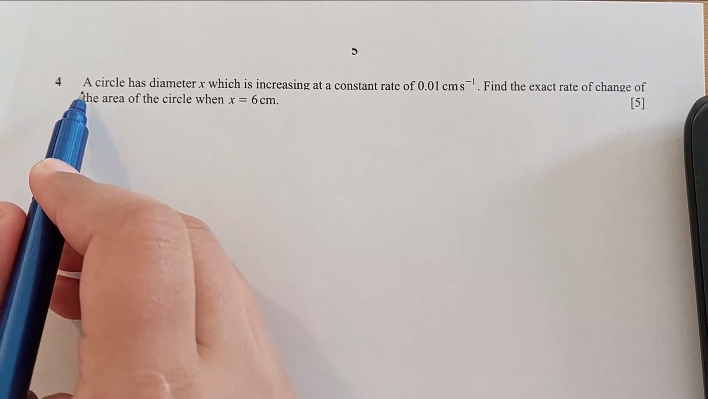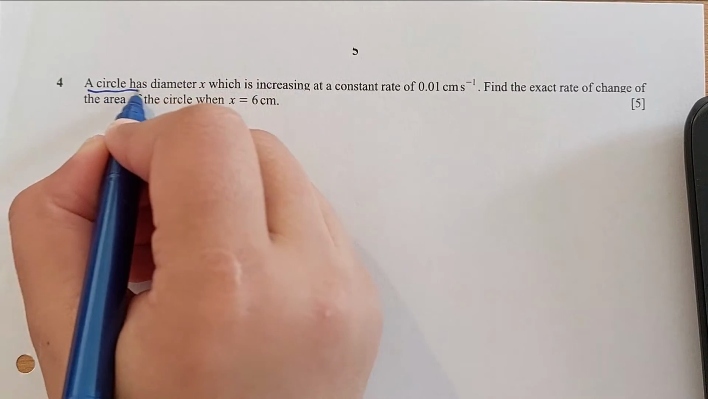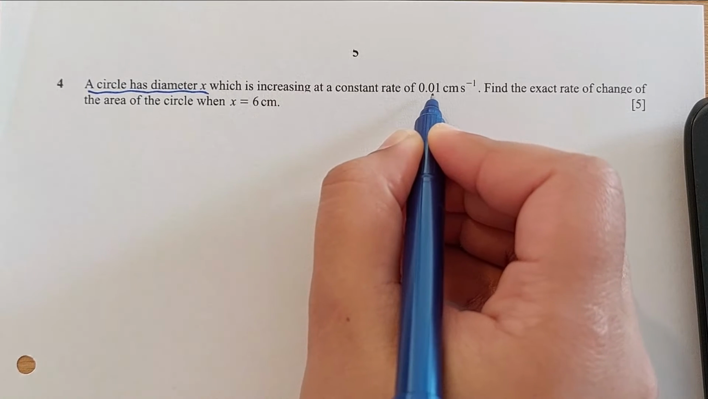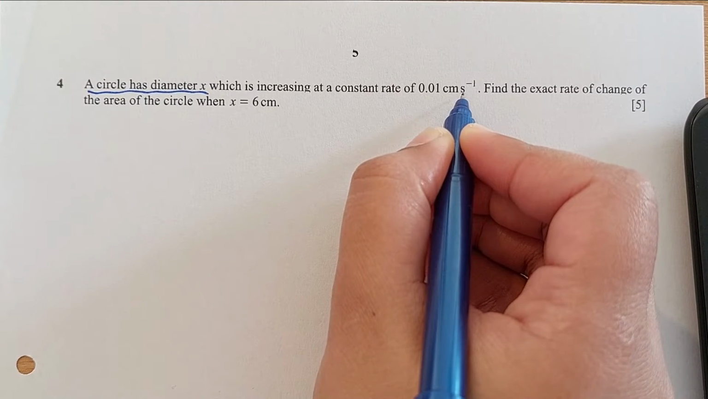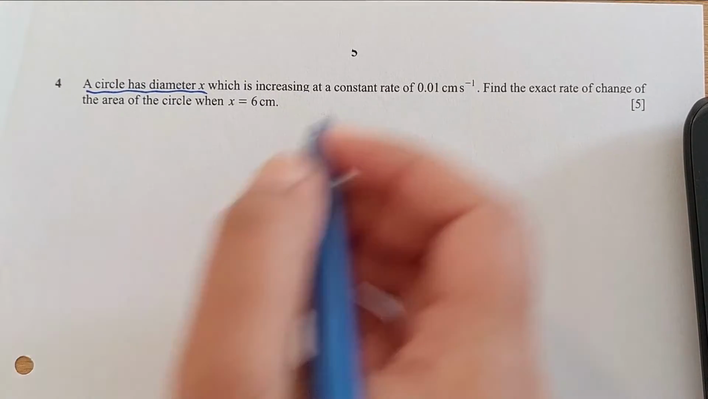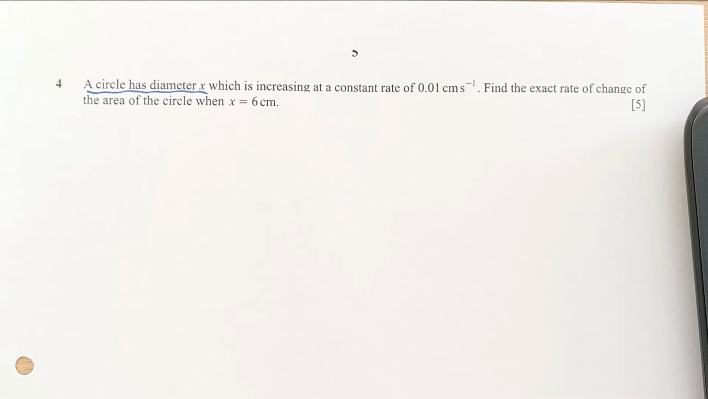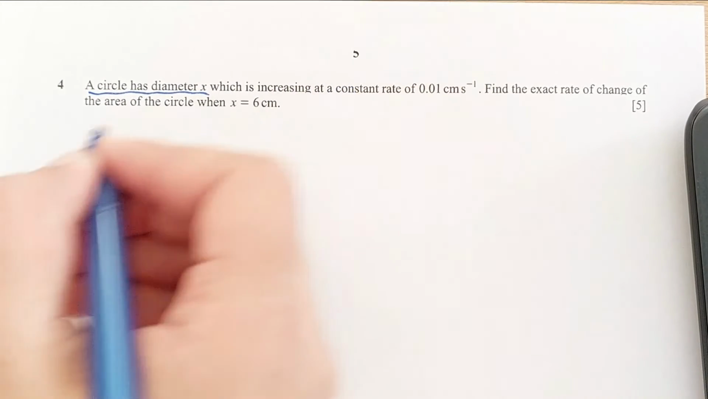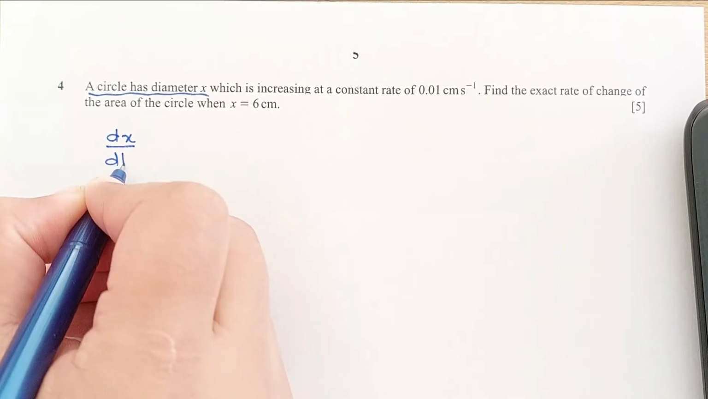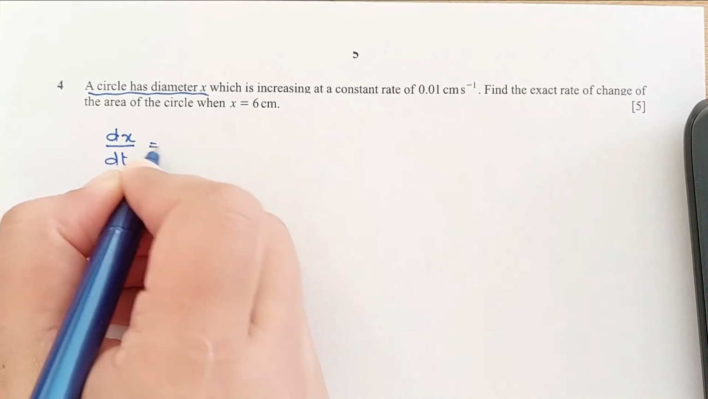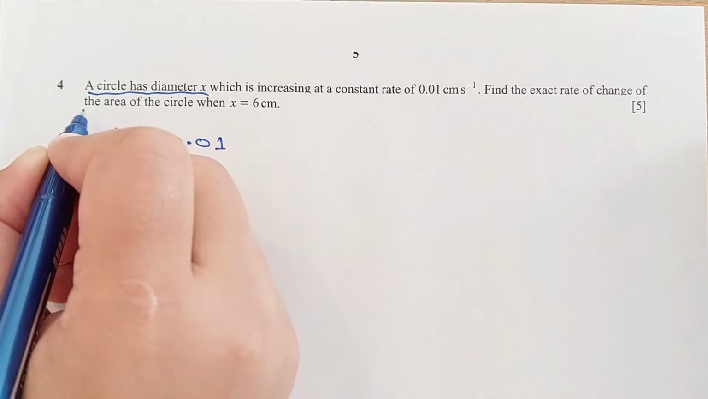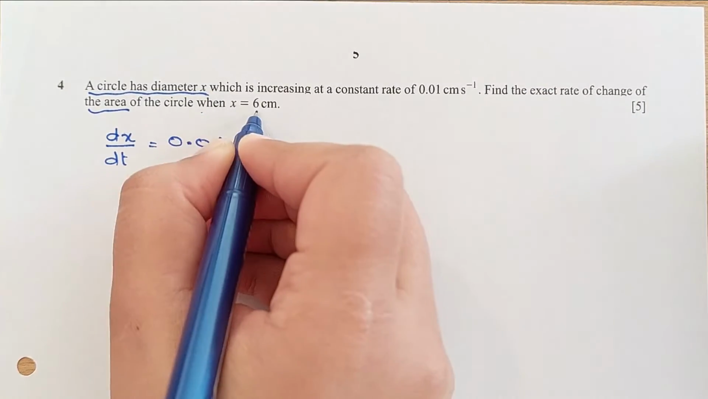Question number 4. A circle has a diameter x which is increasing at a rate of 0.01 centimeter per second. Okay, so diameter is increasing at a rate of this, right? So we can say that we have given the information that the diameter x is increasing, dx over dt, where t is time in seconds, equals to 0.01. Find the exact rate of change of area of a circle when x is 6.